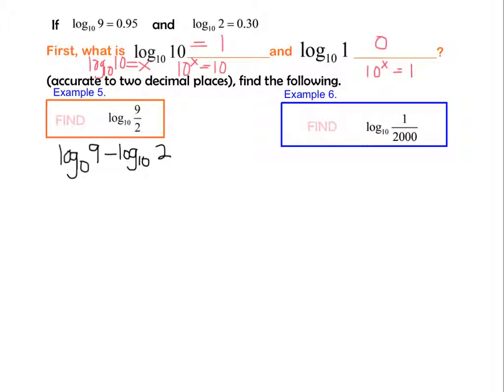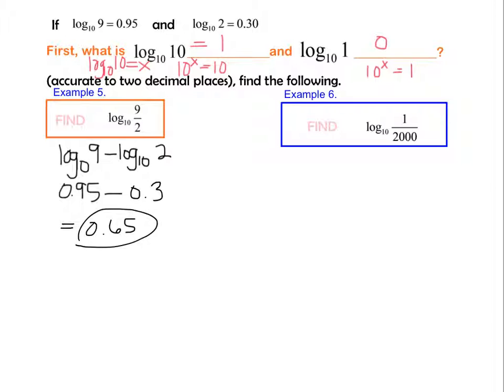So based on this definition up here, log base 10 of 9 is 0.95. So that's this first one here. Minus log base 10 of 2 is 0.3. And now I can just do that subtraction. So we get 0.65.